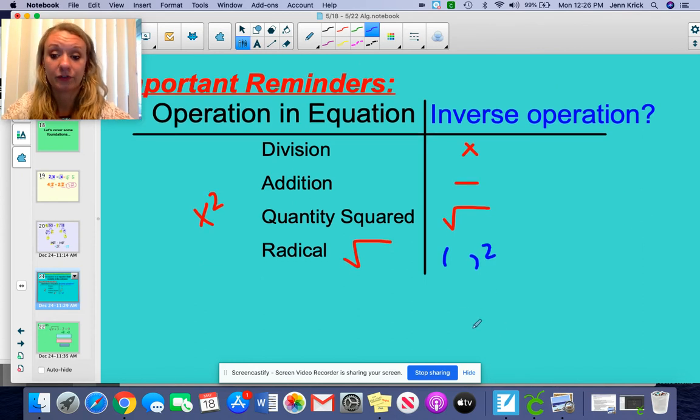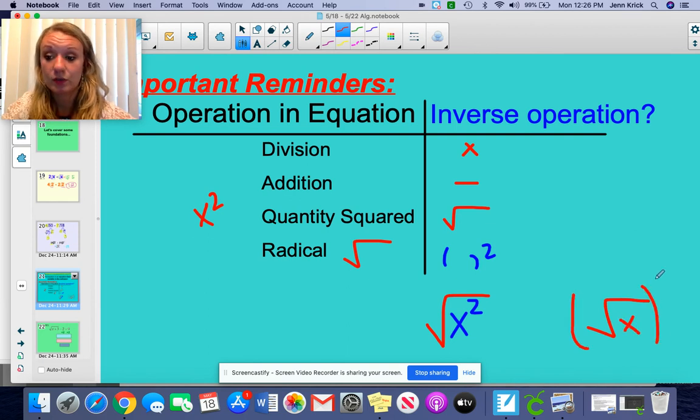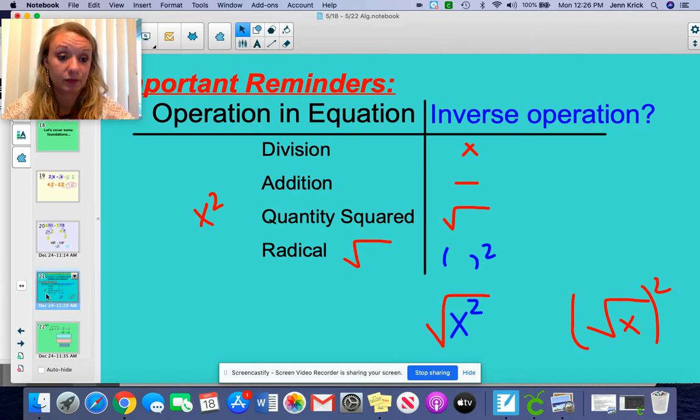So let me just sum up for you. If you had x squared and you wanted to get x by itself, you would do the opposite. You'd take the square root. Or if you were given the square root of x and you wanted x by itself, you do the opposite and you would square it. That's going to be your biggest tool for today to help you be successful.